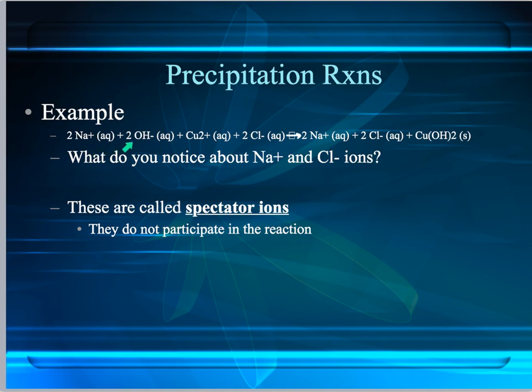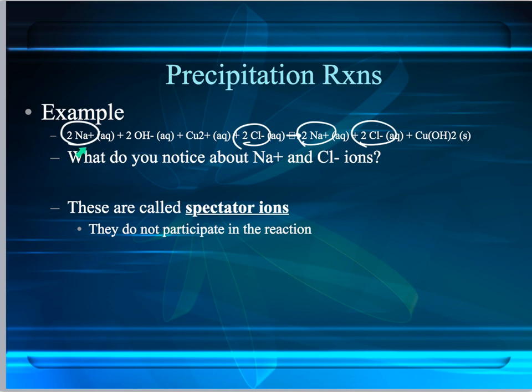One thing to notice here with all these ions, it's kind of messy, it's long, and so as chemists we like to try to reduce the size of this equation. But what do you notice about the sodium and chloride ions? Well, it's sodium ions right here, I've got chloride ions right here, I've got more sodium ions there, more chloride ions there. I have them present on both sides of the arrow.